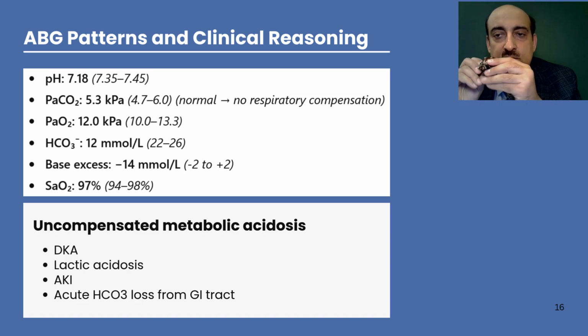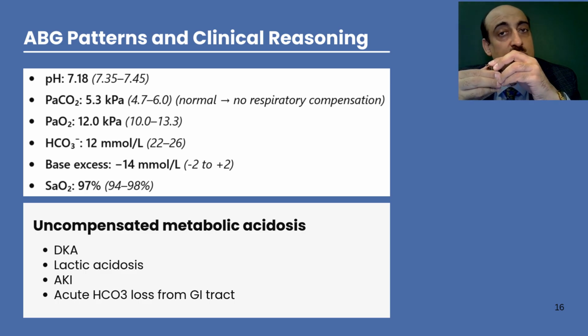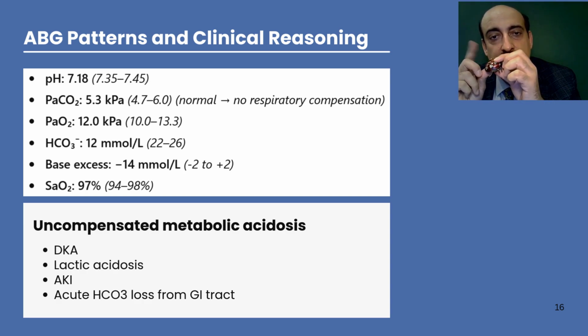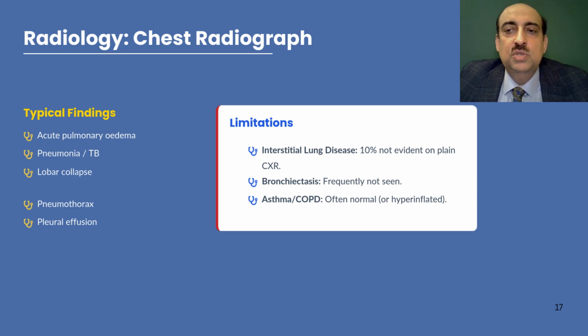What are the causes, beetle? The causes could be diabetic ketoacidosis, lactic acidosis, acute kidney injury, and also any cause of bicarbonate loss, for example gastrointestinal loss due to diarrhea and vomiting, profound diarrhea and vomiting. So that's it. Okay, so just a little bit about chest x-ray we discussed earlier.